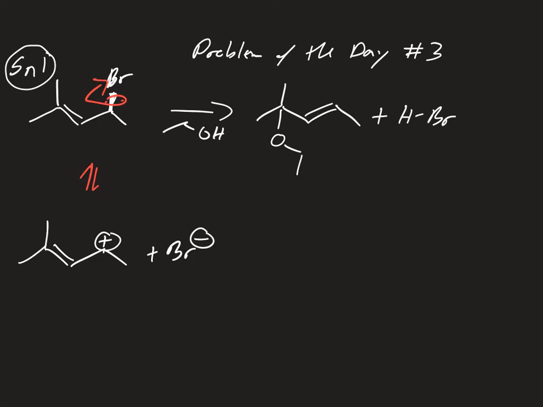At this point we can do a resonance. Resonance arrow. So why would we do this resonance? We went from secondary allylic to tertiary allylic. This is more stable.